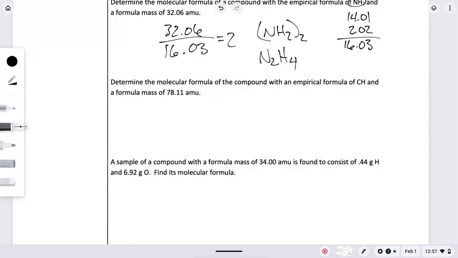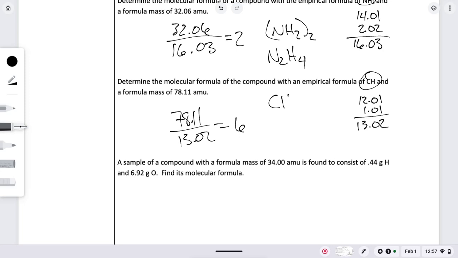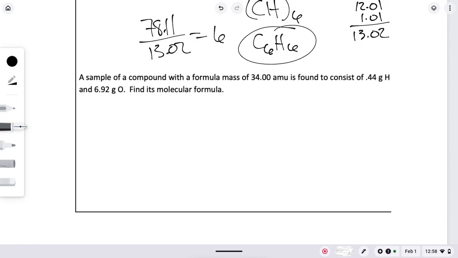Next one, similar. This is my empirical formula, 12.01 plus 1.01. That's going to give me 13.02. That's not the same as the 78.11. But when I divide those two things, I get a whole number 6. And that's how I know that instead of just a CH, this is actually going to be a C6H6. That's my real answer. So then the last example just combines the two concepts together.